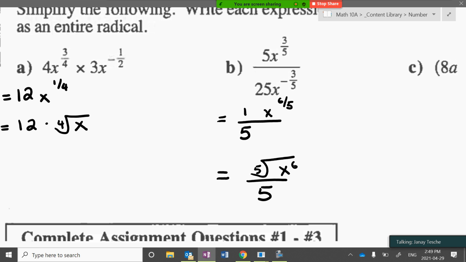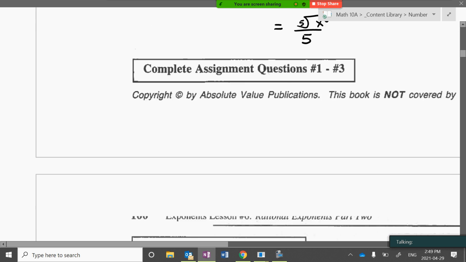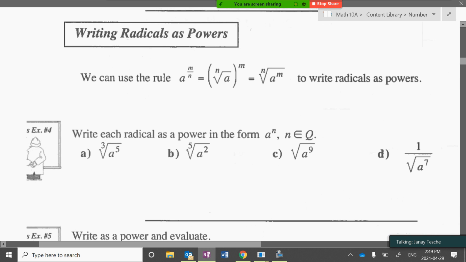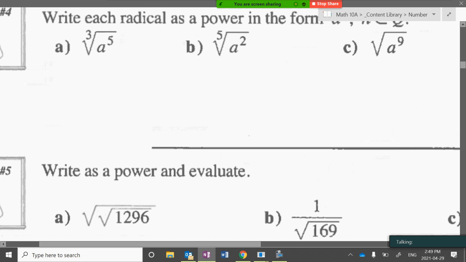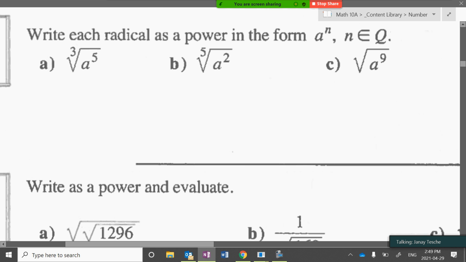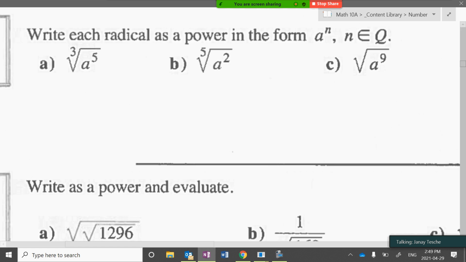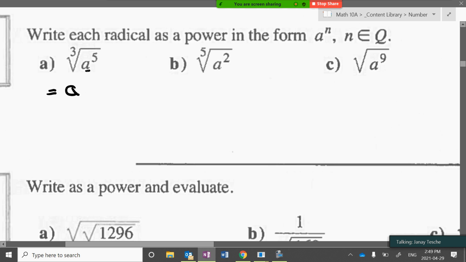Okay, let's turn your page. So now we're going to go in the opposite direction. So from a radical to a power. So in the first example, remember whatever our index is or that little number is, that becomes your denominator. So this first one is going to become a to the power of 5/3. Next one is going to be a to the power of 2/5.